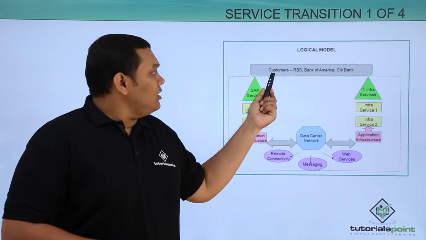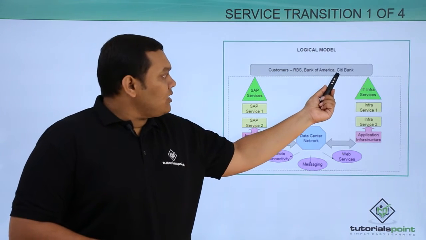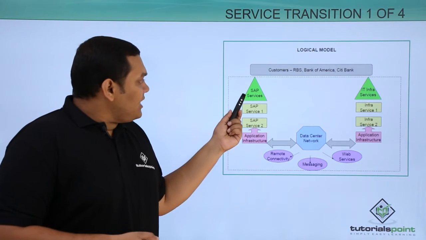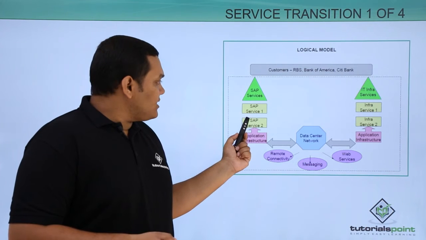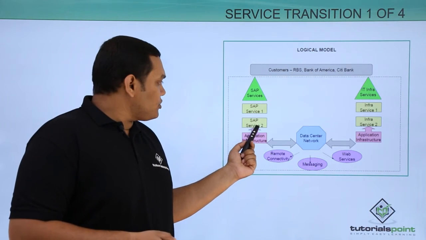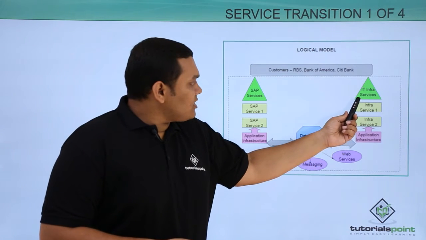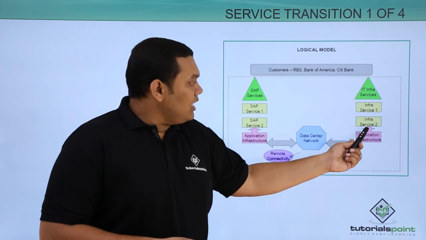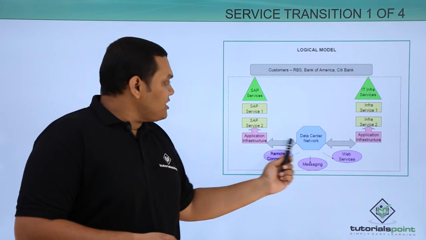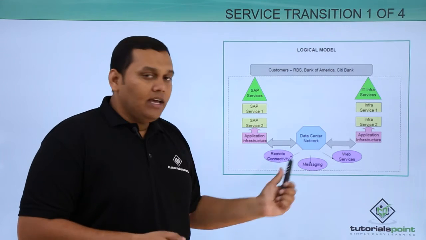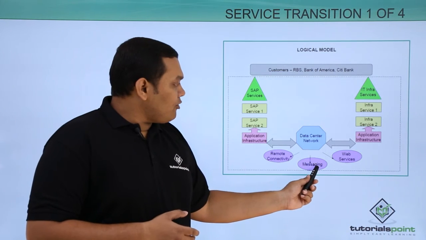In the logical model, we take an example of a customer such as RBS Bank, Bank of America or Citibank. Every bank needs SAP services as well as IT infra services. In the SAP service, you can see SAP service 1 and SAP service 2 have an application infrastructure. In a similar way, IT infra services need IT infra service 1 and IT infra service 2, and it has an application infrastructure. Both these infrastructures need a data center, which can be used for remote connectivity, messaging and web services.